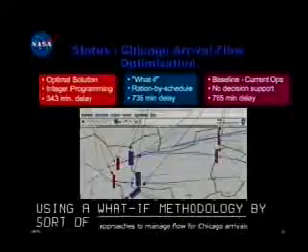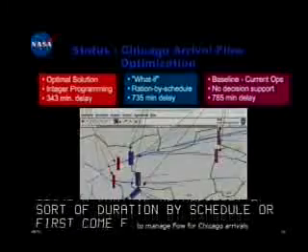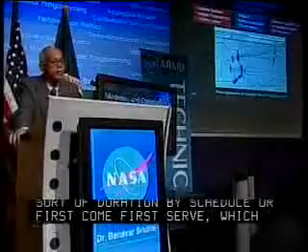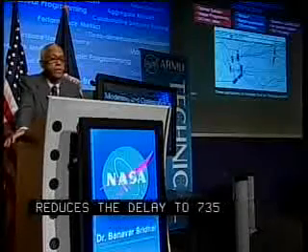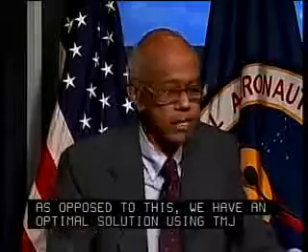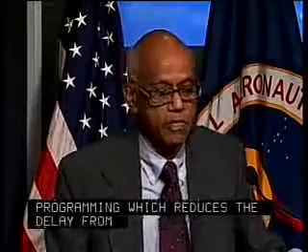which reduces the delay to 735 minutes. As opposed to this, we have an optimal solution using integer programming, which reduces the delay from 785 minutes to 343 minutes. Can I go to the next view graph, please?